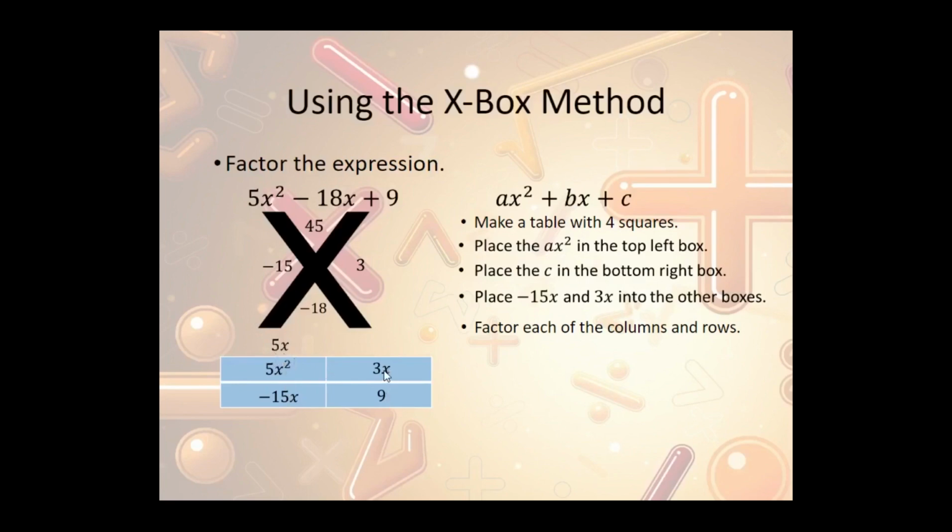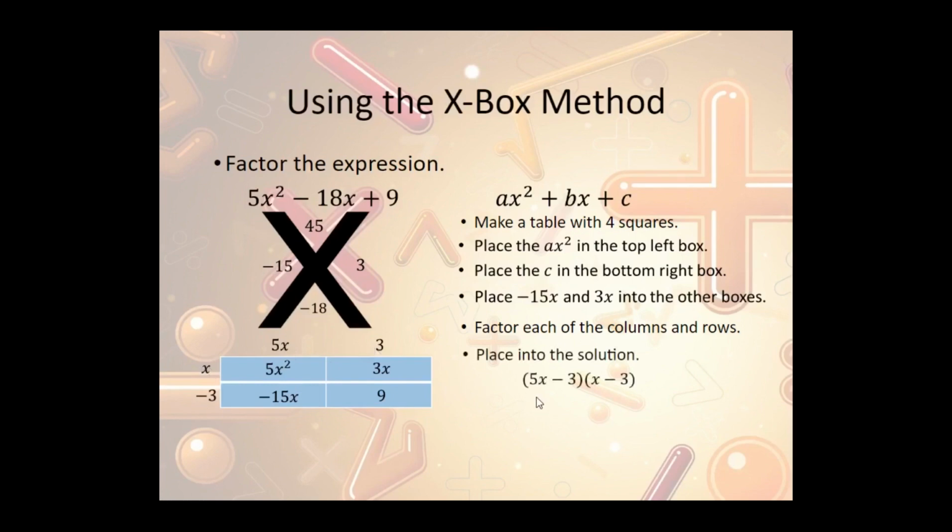Then we'll do this one, 3x and 9. Well, 3 is in common between those two, so we'll put a 3 at the top. Then we go acrossways. So we have 5x squared and 3x. Well, the only thing in common there is an x. And then 15x and 9. Well, we have a 3 in common there. So now we have 5x and 3 and x and 3. And now we just place it into our solution.